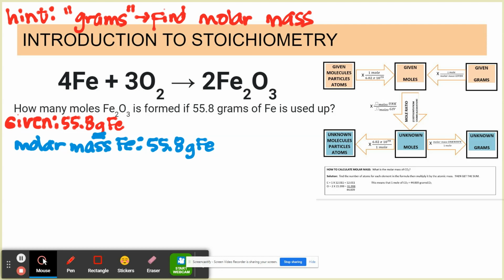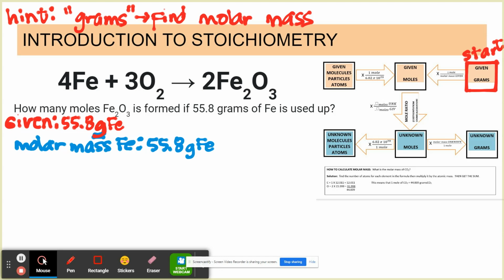All right. So let's look at our flow chart. Our given this time is 55.8 grams of Fe. Again, you look at the top row first. So looking at the top row, the given is grams. You should know that your starting point should be this box right here. So again, the starting point will be the given grams. So I need to start right there. You see it? Again, the given is grams, 55.8 grams.